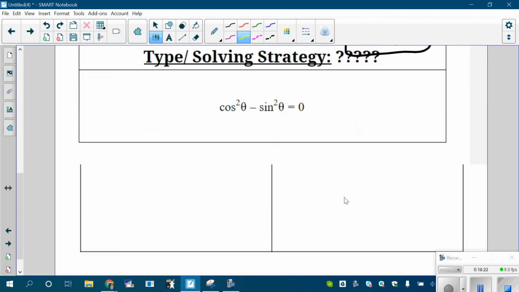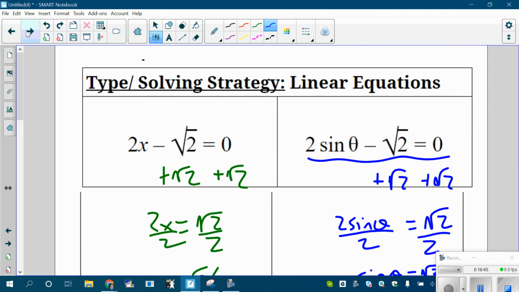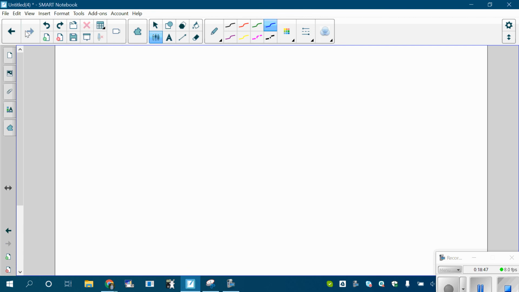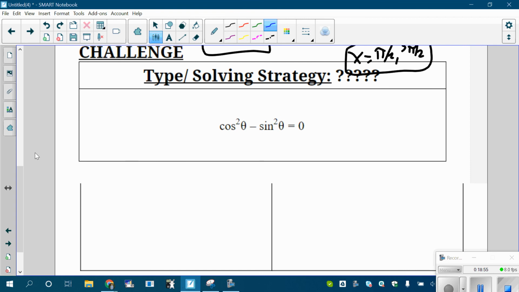Take a look at this challenge question here. Cosine squared minus sine squared equals 0. What's different about this equation? Well, it's got 2 different trig functions. That's completely different than any of the other ones. It may be complicated, but they're all cosines or they're all sines. This equation has a cosine and a sine. Okay. So if you think about it that way, it's definitely harder.